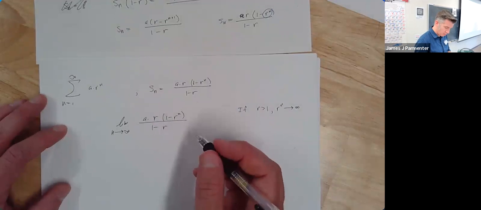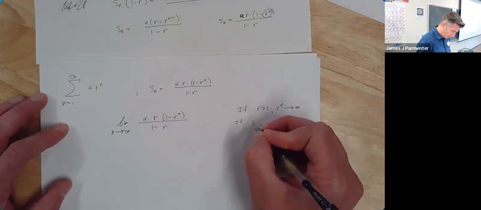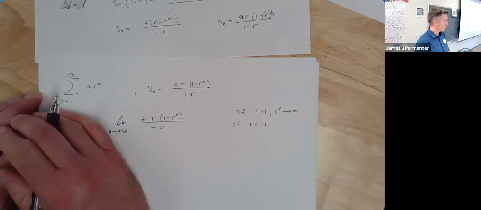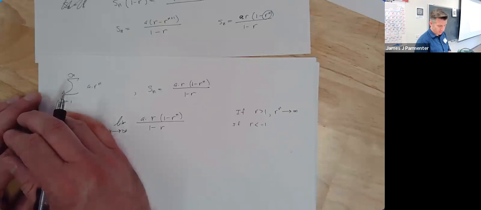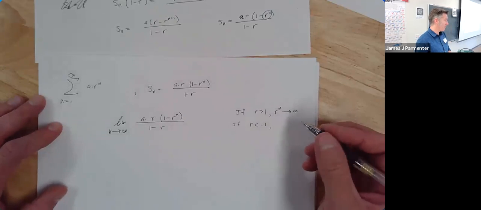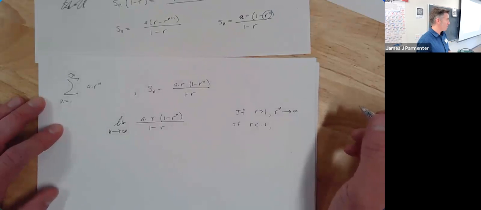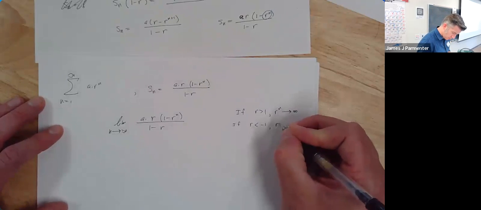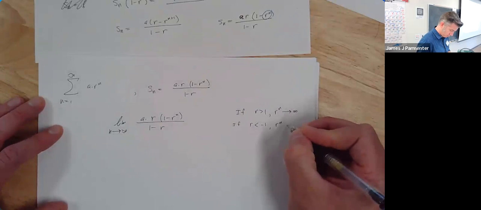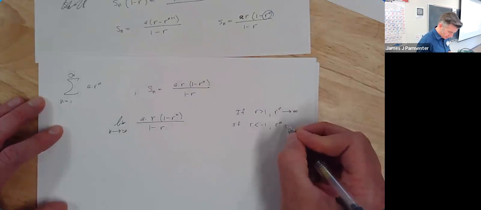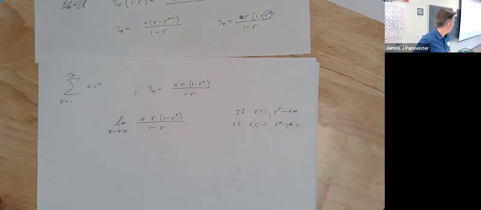It's also true if r is less than -1. A negative number, it doesn't go to infinity, but it does bounce back and forth between larger negative numbers and larger positive. Actually, I'll say r to the n doesn't go to 0. I think about like -3 to the nth power. Negative 3 to the nth is going to be -3, and then +9, and -27, and +81, and -243, and +729. It just gets bigger and bigger with negatives sometimes.